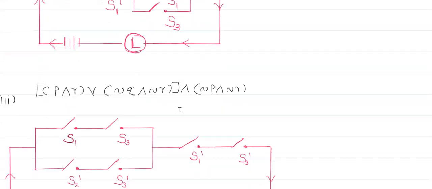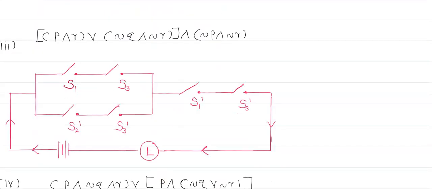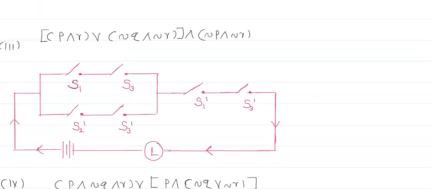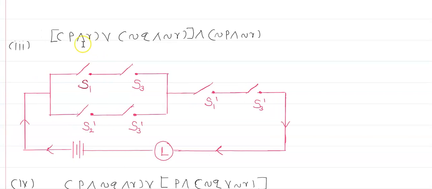Now the next is P or Q, or negation of Q and negation of R, and negation of P and negation of R. Now see this here. We require three switches. First is P or Q.